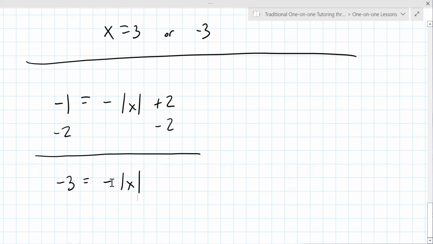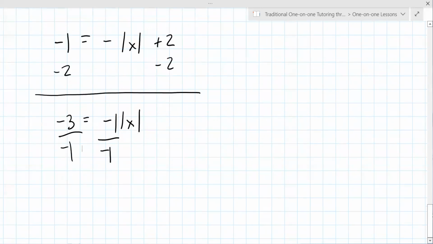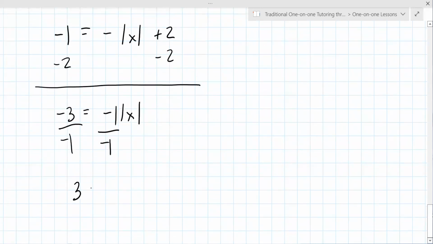You have this negative out in front. How do you undo a negative? Well, let's think of it as dividing by -1. Do you just add a 1? Yeah, you can put a 1 there. Maybe that will help. Let's see that. So on the left, it's now 3 equals the absolute value of x.